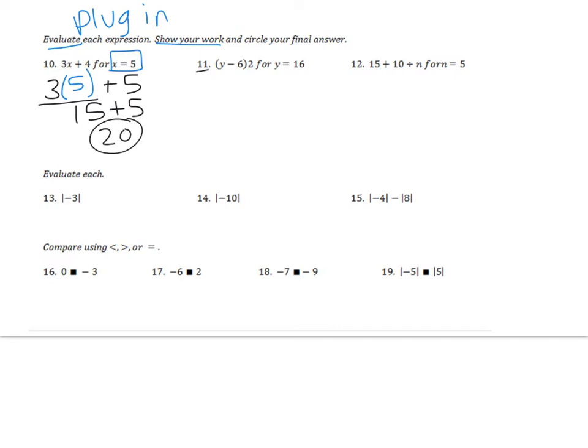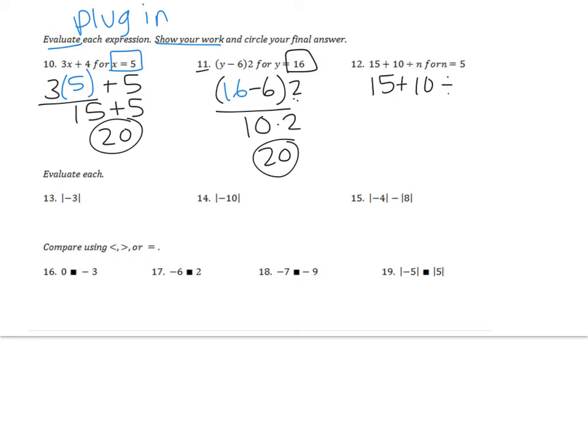Number 11, I'm going to write 16 instead of y, so it's going to be 16 minus 6, and then the 2. The 2 on the outside means multiply. So 16 minus 6 is 10. 10 times 2 is 20. And the last one, it's 15 plus 10 divided by, plug in 5. So I do order of operations. 10 divided by 5 is 2. 15 plus 2 is 17.